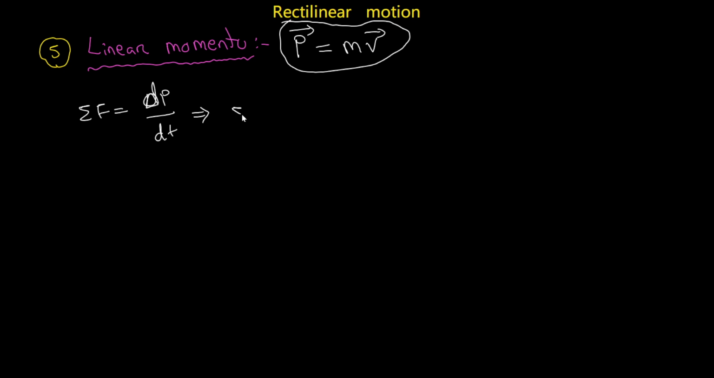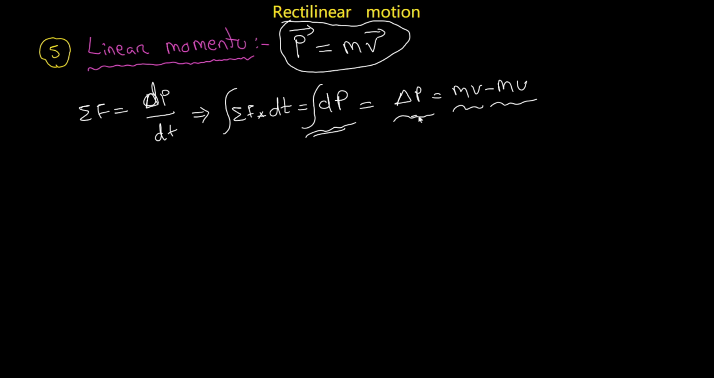So I can write net force. See, whenever I'm not writing the vector, that means I'm talking about a particular direction. You should always remember this. F dt will be equal to dp. If I integrate this, you will get delta p, that is nothing but mv minus mu, the final momentum minus the initial momentum, which is the change in momentum. So the change in momentum you get as the integration of F dt. We are deriving this from Newton's second law.